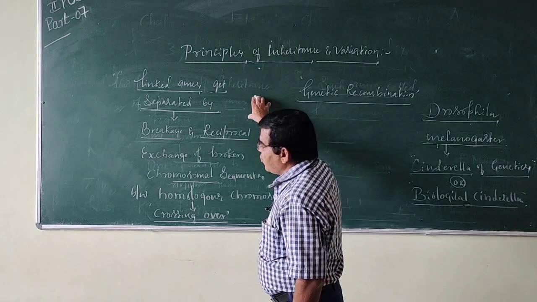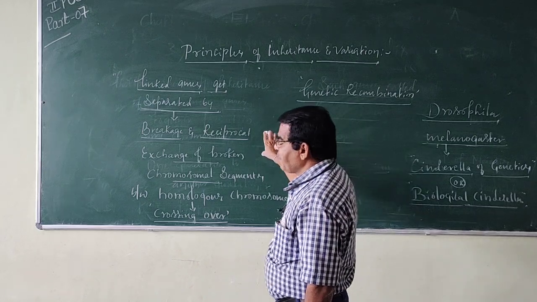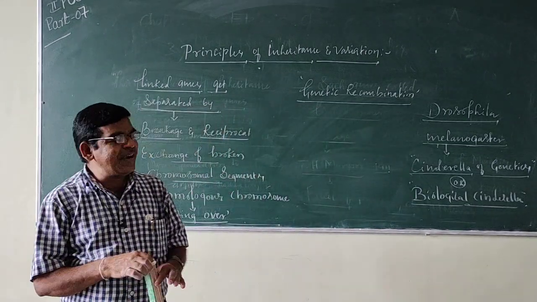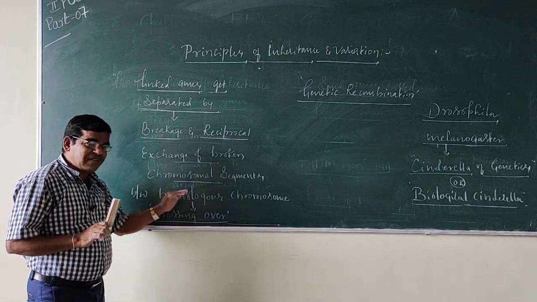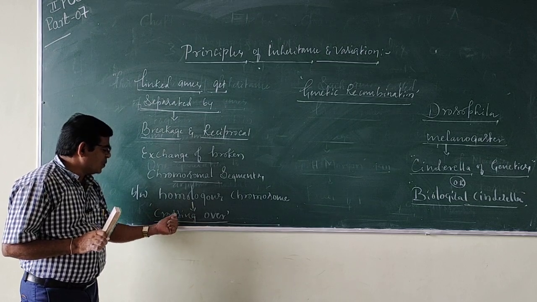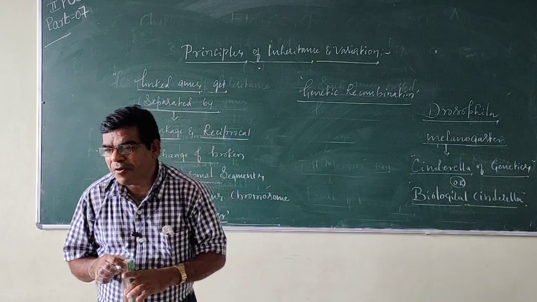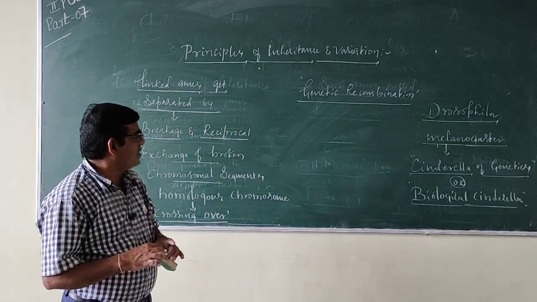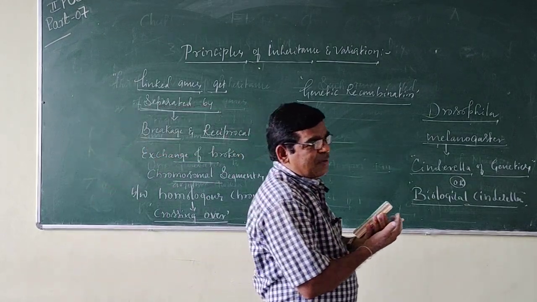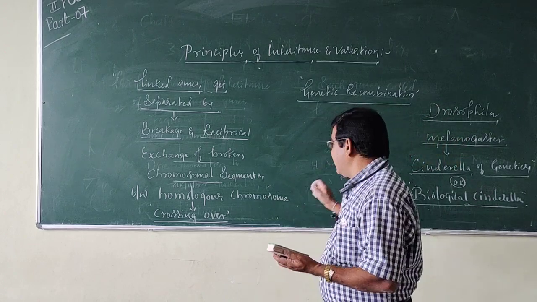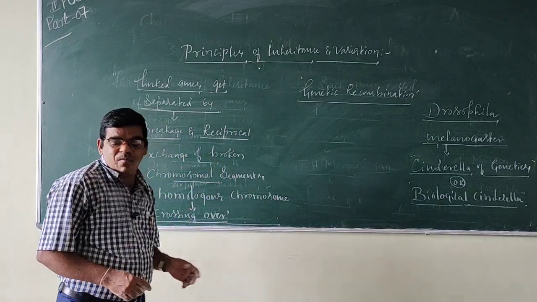See, the linkage was discovered by T.H. Morgan in Drosophila melanogaster. The linked genes get separated by breakage and reciprocal exchange of broken chromosomal segments between homologous chromosomes. It is called crossing over. The crossing over leads to genetic recombination. Here, the exchange of genetic material takes place. This is called genetic recombination.